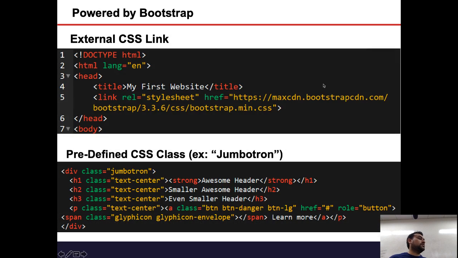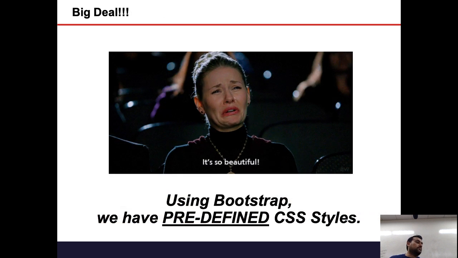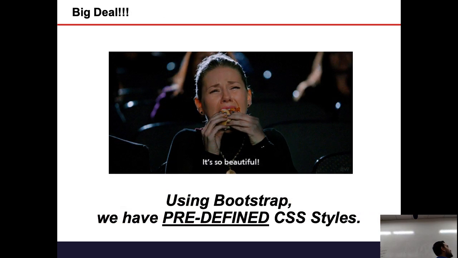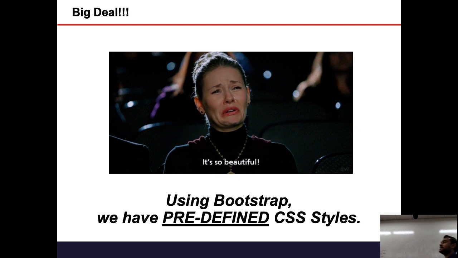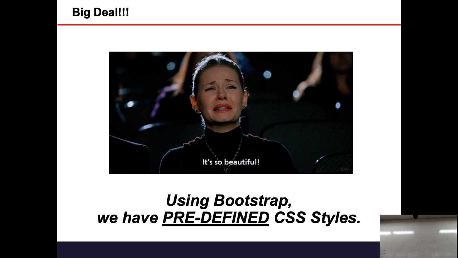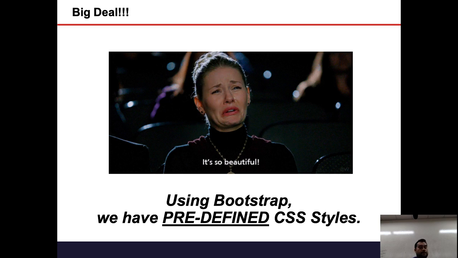Let's see what it is. So it's all these Jumbotron classes, text center, all of these. These reside somewhere on a different server. All right, so this is what we call a predefined CSS style. What it means is that somebody else has done the hard work for us. We are just using those CSS classes to achieve the same result.